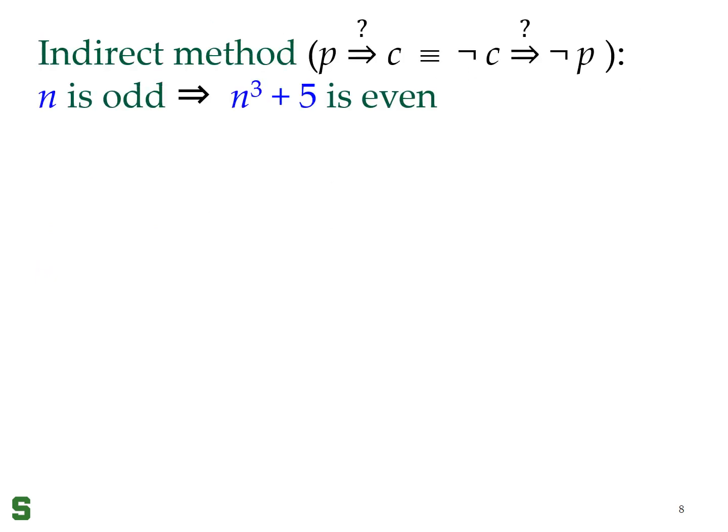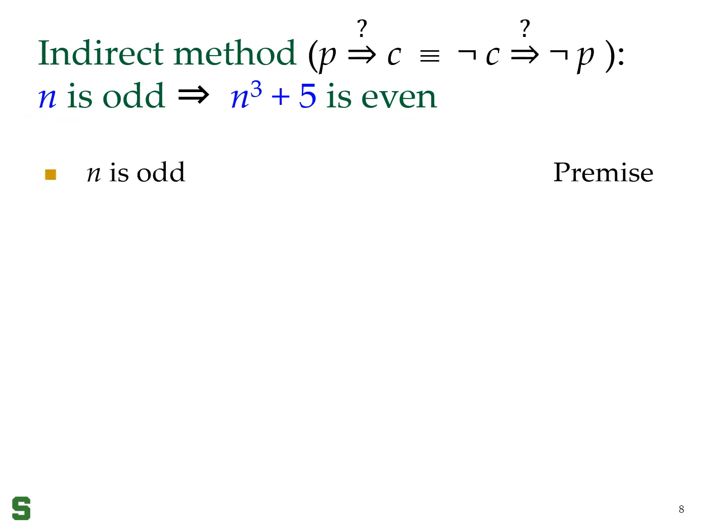Let's try the indirect method. So here we have the formula, originally P implies C. We want to convert it to not C implies not P. Now that would mean the formula that I'm going to have is n is odd implies n cube plus 5 is even. First of all, verify that this contrapositive is exactly what we want. Now let's look at the proof.